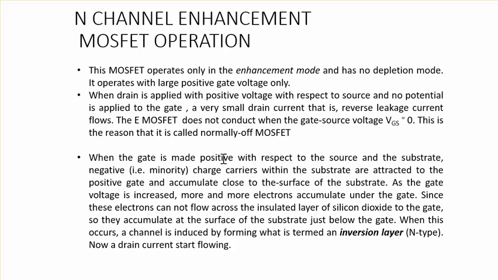So now when the gate is made positive, the positive voltage is applied at the gate terminal with respect to the source and the substrate. Then the negative charge carriers within the substrate will be attracted towards the gate terminal and will accumulate near the surface of the substrate. As the gate voltage is increased, more and more electrons get accumulated under the gate, and this is going to form an inversion layer, and a drain current will start to flow.